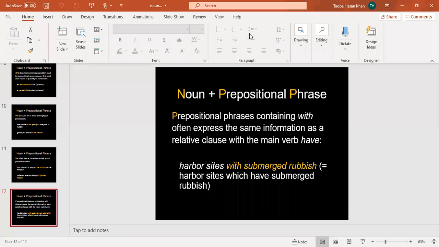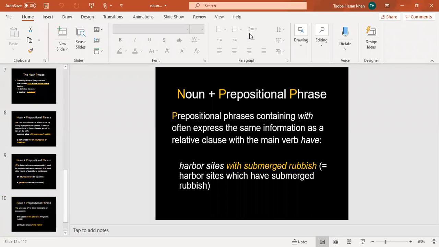Prepositional phrases that contain with often express the same information as a relative clause with the main verb may have. For example, harbor sites with submerged rubbish, harbor sites which have submerged rubbish. Those prepositional phrases that have the word with in them will give you the same information that a clause containing a verb would give.